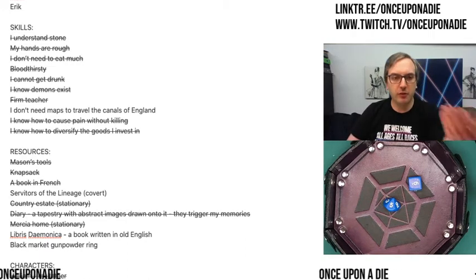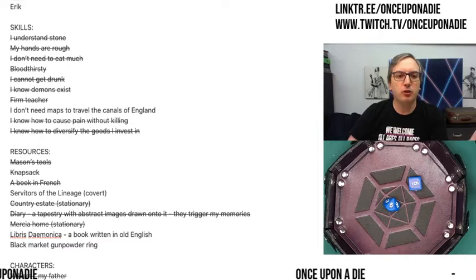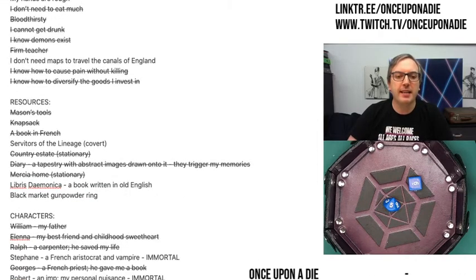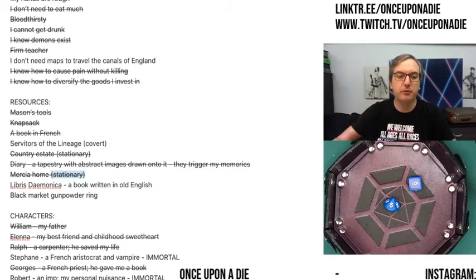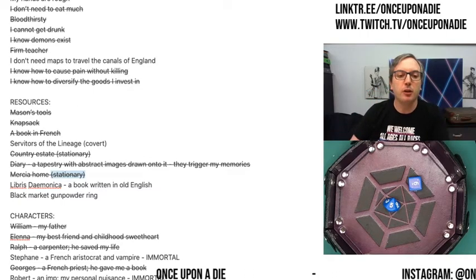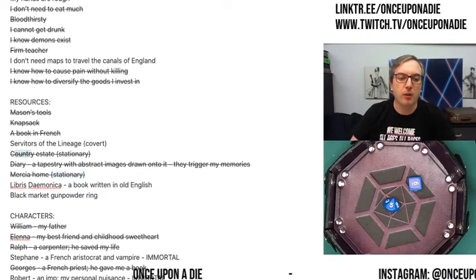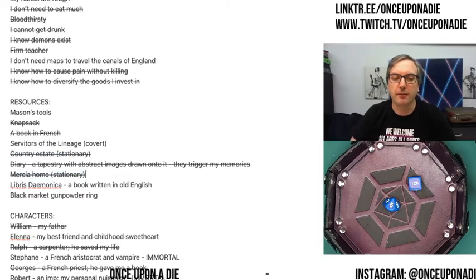We have skills and resources. Skills are things that you can do. Resources are things that you have. They can be stationary. You'll see here I've lost a couple of stationary resources by striking them through. If I'm forced to move country or something like that, I'm not going to be able to keep my country estate, or indeed my home in Mercia, both of which I've had to give up during this game.